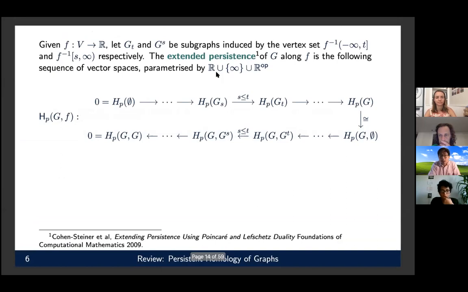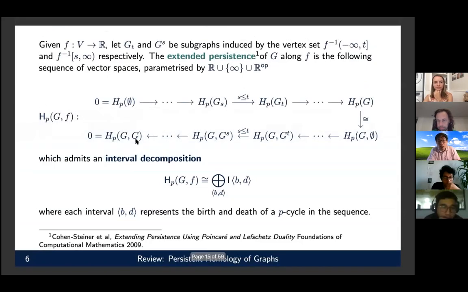And so the extended persistence of G along this filtration is the following sequence of vector spaces, where in the first row we have ordinary persistent homology, where we just filter upwards along sublevel sets. Then we attach an extra bit where we take the relative homology from superlevel sets downwards. And when you reach the end, you take the relative homology of the whole graph with respect to itself, and that is a zero vector space. And as you know, if we have this sequence of vector spaces, there is an interval decomposition into a barcode, and we record birth and death events of cycles in this filtration.